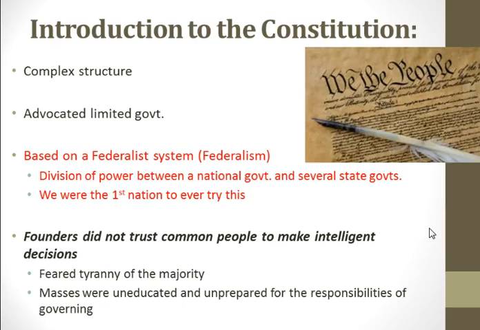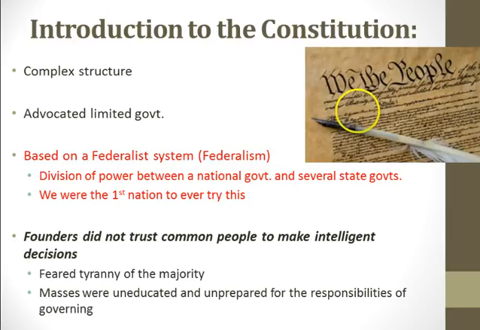So, introduction to the Constitution, complex structure. It was all about limited government. It was based on a Federalist system. This is called Federalism. This should be reviewed for you guys from civics last year, so you should know what this is, but we're going to review it again. It was a division of power between a national government and several state governments. Okay, division of power between a big national government and several little state governments. Remember, we were the first nation to ever try this.